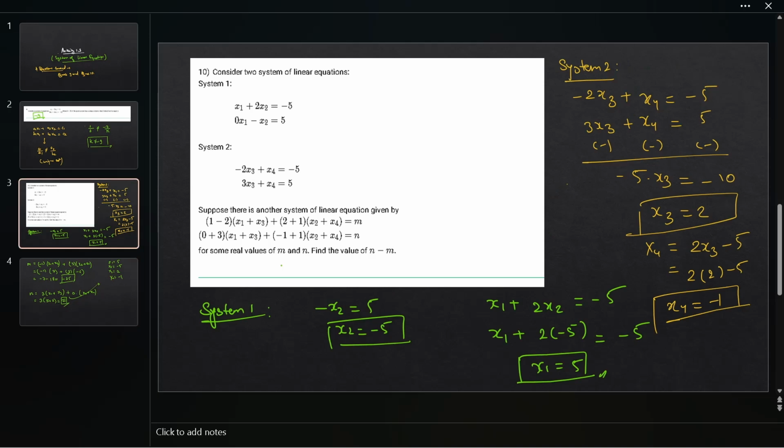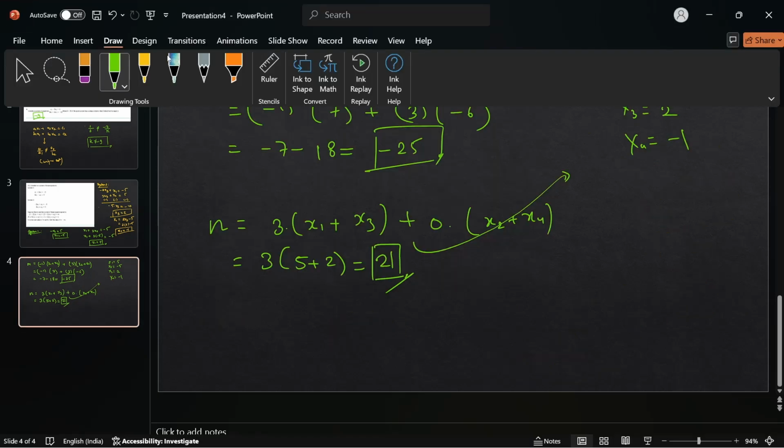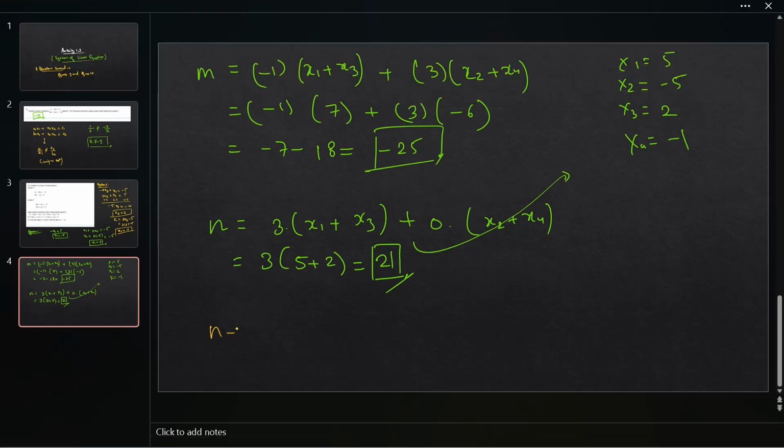So our task is to find the value of n minus m. Let's do that. So n minus m is going to be 21 minus minus 25. That would be 46. So that is our answer.